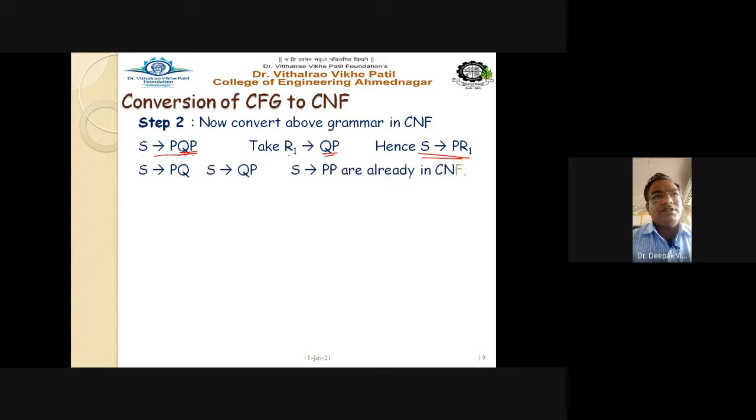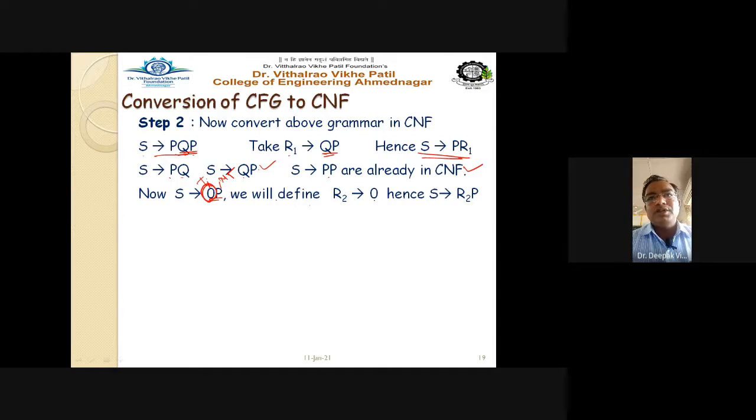Now the next terms are S gives PQ, S gives QP, and S gives PP. They are already in CNF, so there is no need to assign any new non-terminal here. Now S gives 0P, that is nothing but a terminal followed by a non-terminal, so this is not in the format. We have to define one non-terminal for this terminal 0. So for terminal 0, we assign R2. R2 produces 0 as a terminal. So the rule becomes S produces R2P. We are replacing the 0 with this non-terminal, and S gives 0 is already in CNF.